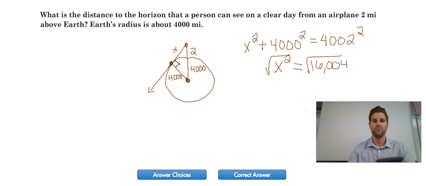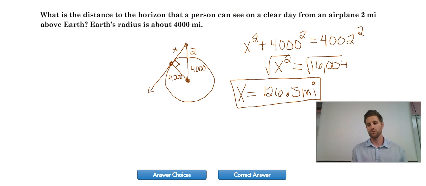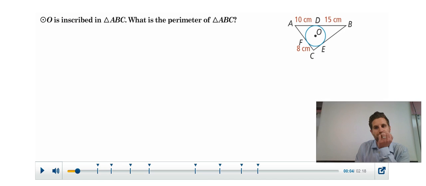It doesn't say how many decimal places we want, but we can just take the square root of this answer. And we're going to get x to be about 126.5 miles. So if you're 2 miles up in the air and you look straight out in front of you to the horizon, the distance would be 126.5 miles, which is kind of cool. Let's take a look at our next one.